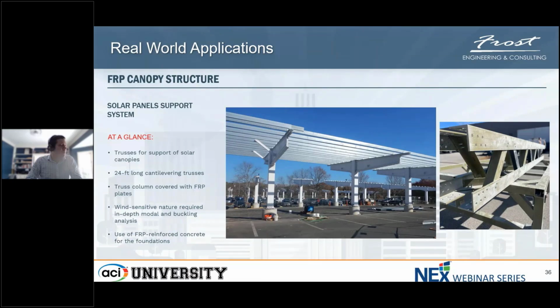Despite it looking somewhat simple, it was quite a complicated structure. FRP does have a lower modulus than steel, meaning it's not as stiff. This type of structure is already vulnerable to being dynamically sensitive, particularly to wind loads. So it was a complicated analysis, but we're very proud of it.